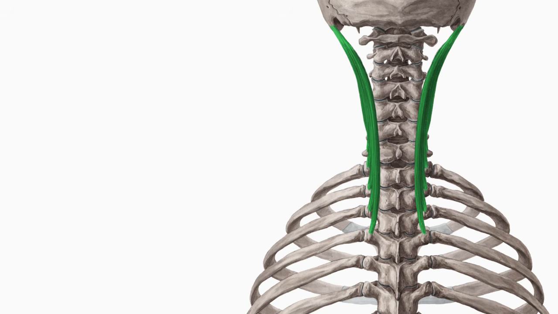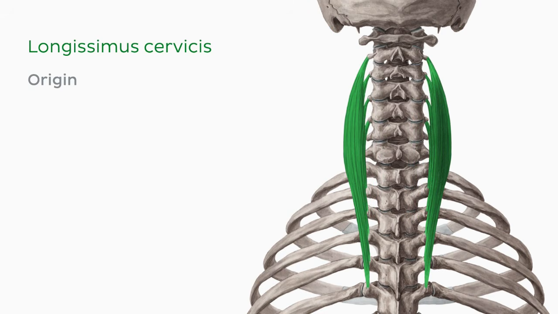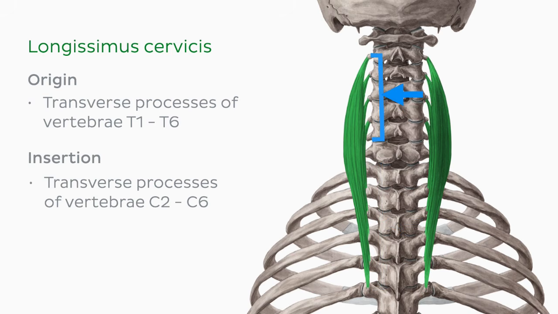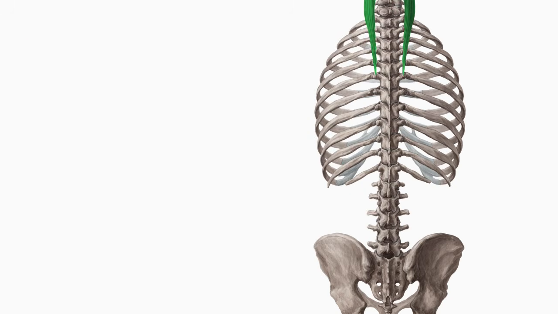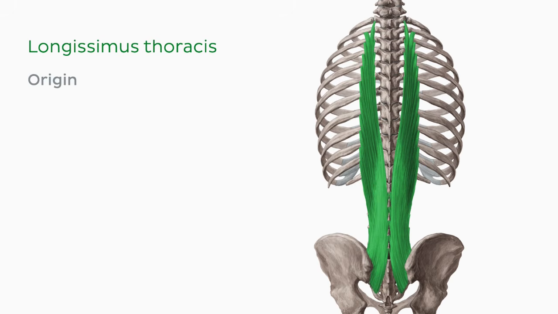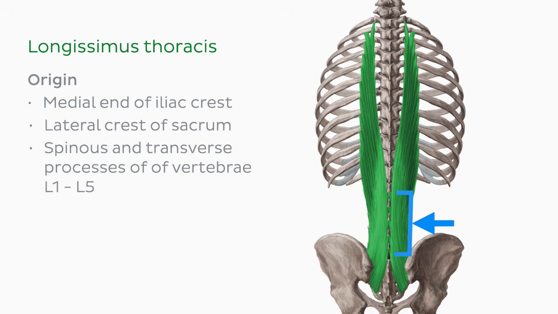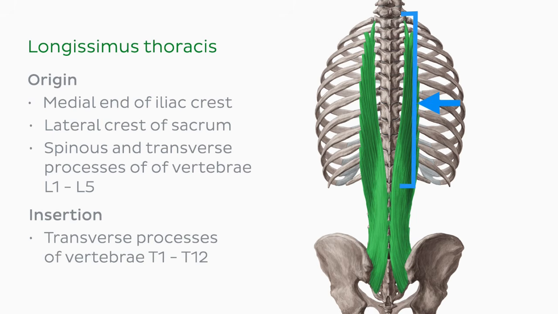The middle part of this muscle, the longissimus cervicis, has its origins on the transverse processes of the 1st to 6th thoracic vertebrae and inserts superiorly on the transverse processes of the 2nd to 6th cervical vertebrae. And the most inferior part of this muscle, which is the thoracic part, is known as the longissimus thoracis. It has its origins on the medial end of the iliac crest, the lateral crest of the sacrum, and the spinous and transverse processes of vertebrae L1 to L5. It inserts on the transverse processes of the vertebrae of T1 to T12 and the angles of the 5th to 12th ribs.